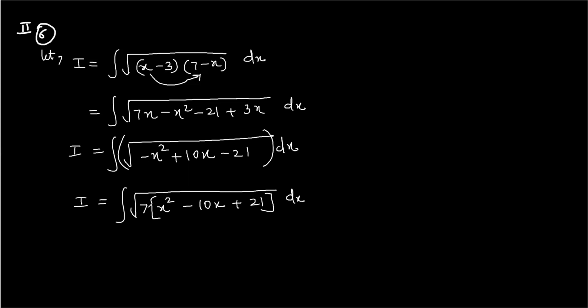So you can write root 7. The next step, root 7 can be written outside, and then here you will get only this quadratic. But if you have a negative sign, that negative sign should not be brought outside. It will remain inside. So the first step is over, that I made x square coefficient 1. The second step is I will use the proper formula and find out the last term.